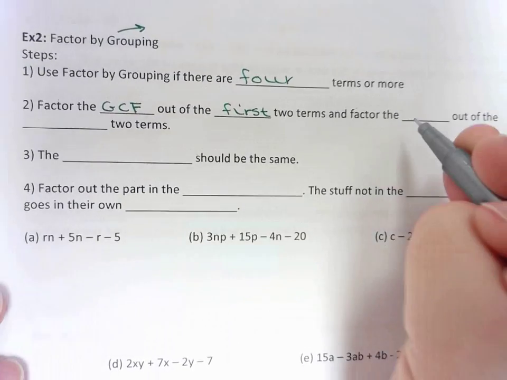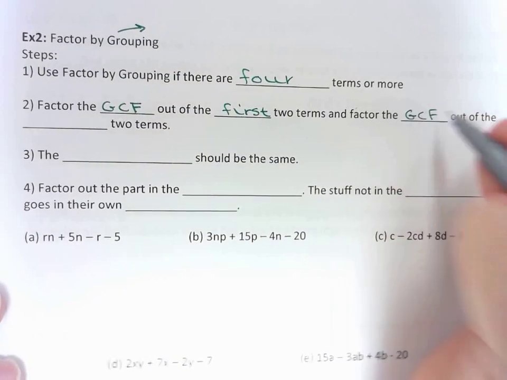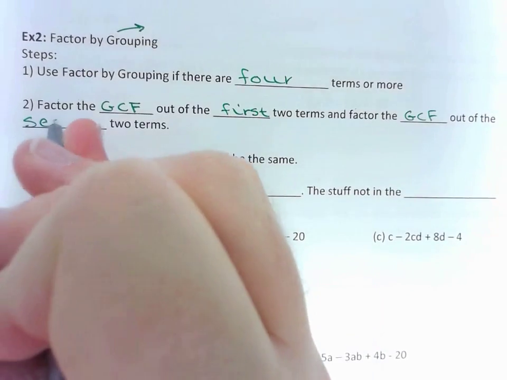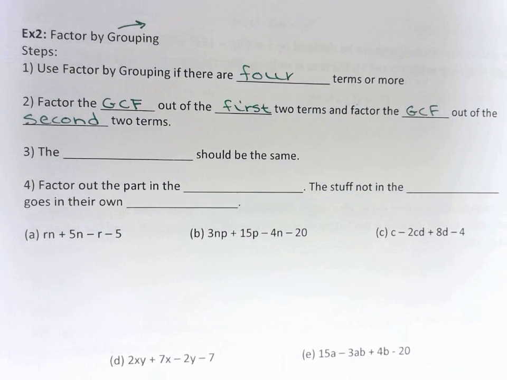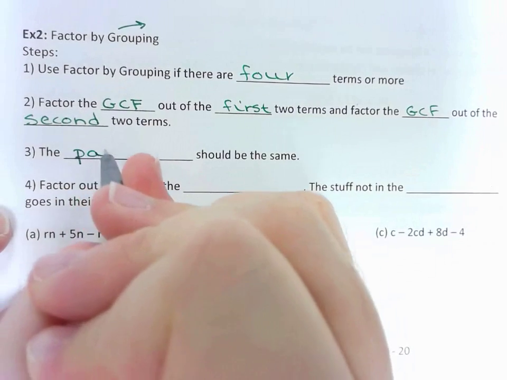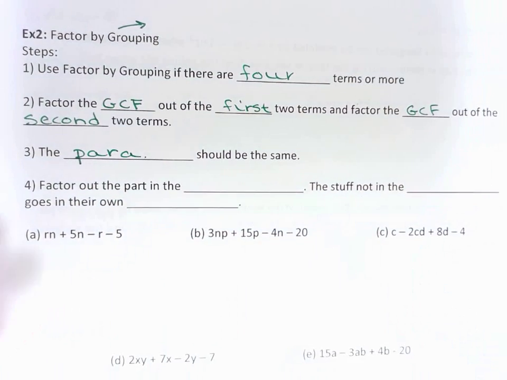Factor the GCF out of the second 2 terms. And that's exactly like we've been doing. So all you're doing is factoring the GCF out twice. Number 3, the parentheses should be the same. This is how to check if you're doing factoring by grouping correctly. The parentheses after I factor out the GCF of the first 2 and the second 2 have to be the same. The parentheses should be the same.